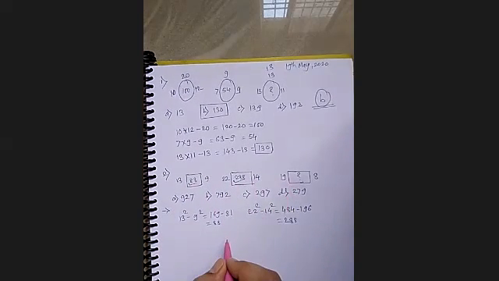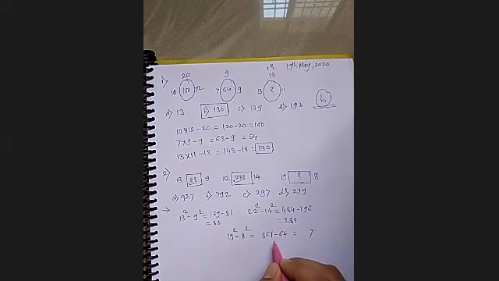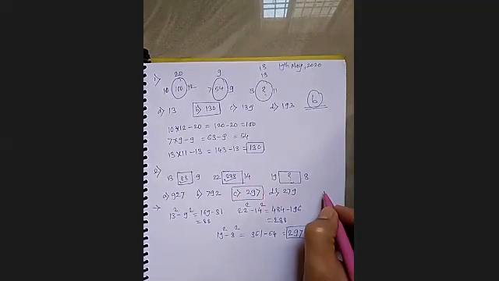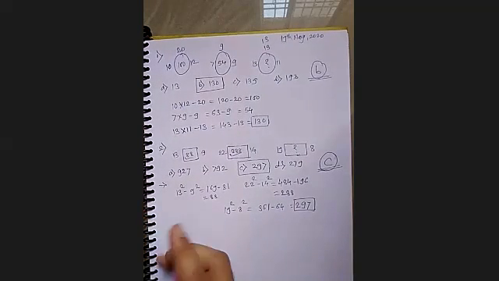Now therefore you have to go for 19 square minus 8 square is equal to, right? So it is 361 minus 64, and this will become 297. Therefore, option C will be your answer. Fine. So this is about the second one.